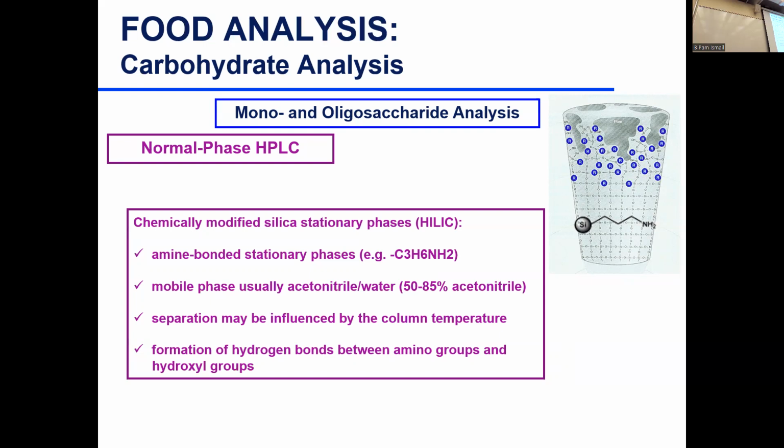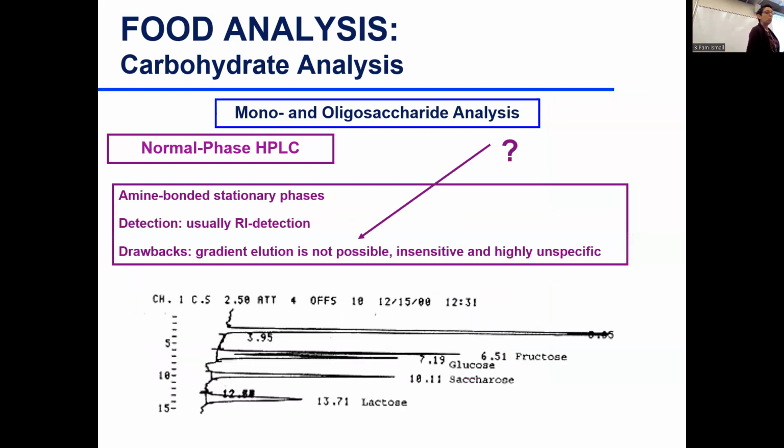So your mobile phase starts off as mostly non-polar with a high percentage of acetonitrile. And obviously, like any chromatography, we can change the rate of elution by increasing the temperature of the column and enhancing resolution. So mostly, when you have an amine bonded stationary phase and interaction with hydrogen bonding, monosaccharides elute first.